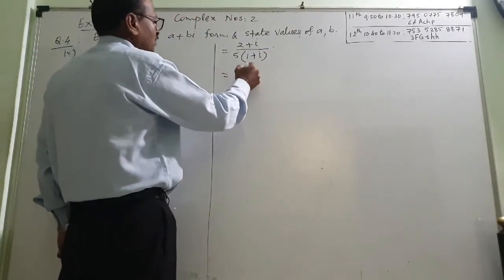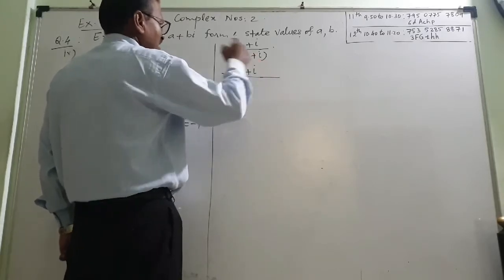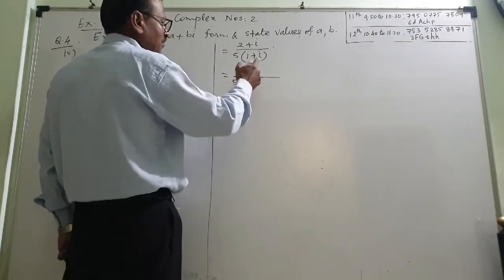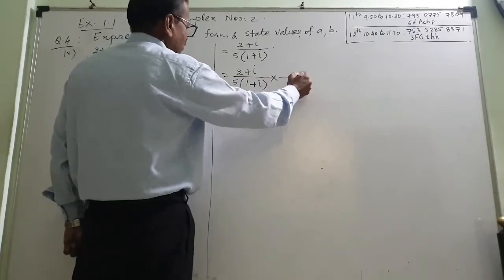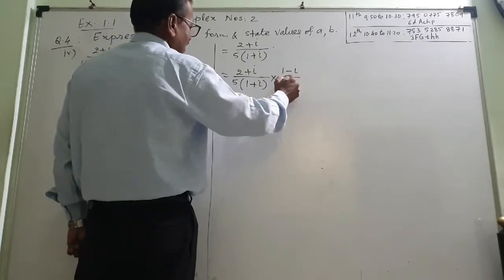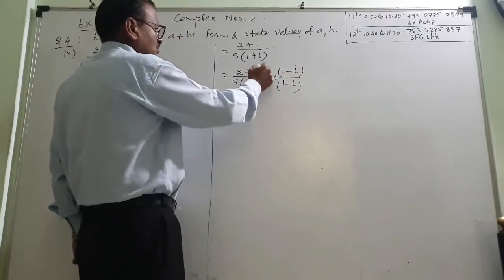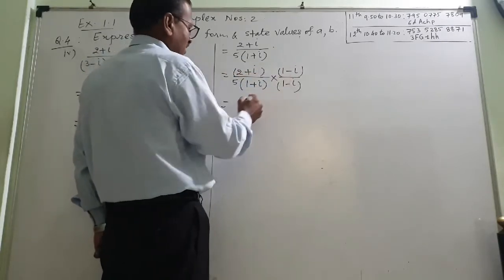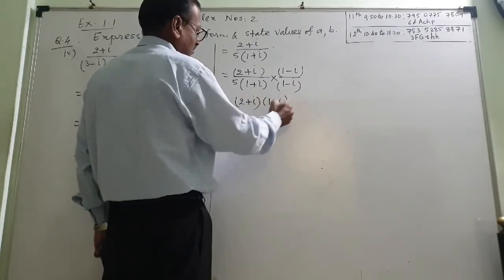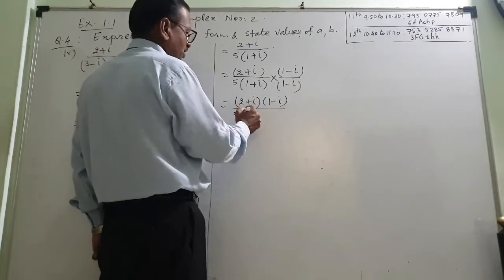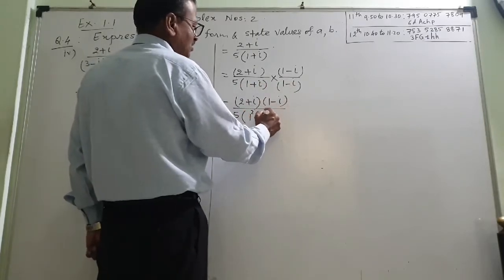So that is equal to 2 plus i upon 5 into, now this I have to simplify. How to simplify? Multiply by the conjugate of 1 plus i. Multiply above and below by the conjugate 1 minus i. Now if I am multiplying this way, this will be 2 plus i into 1 minus i, upon 5 into, this is a plus b, a minus b, 1 square minus i square.